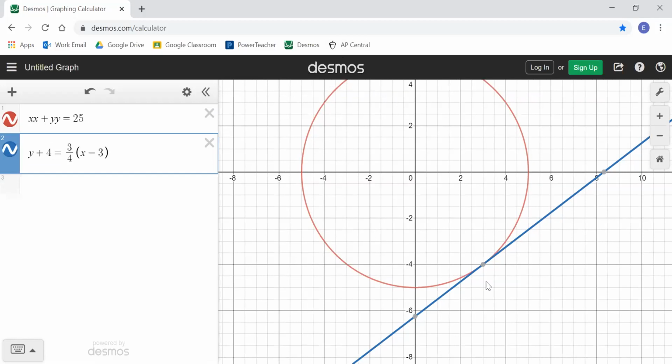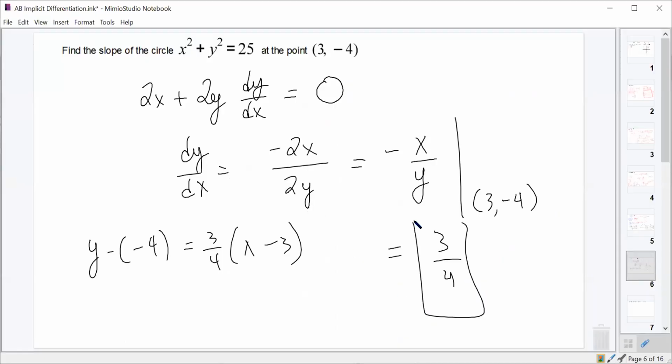So in our answer, could we say the slope of the tangent line equals 3/4? Yeah, the slope of the circle, the slope of the function, is the slope of the tangent line. Okay.